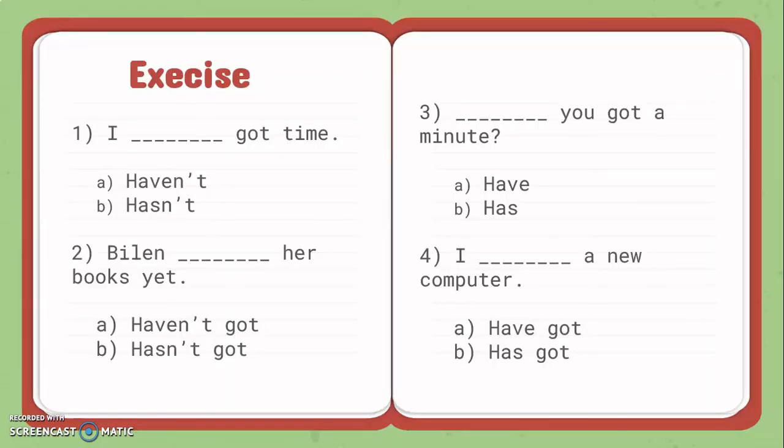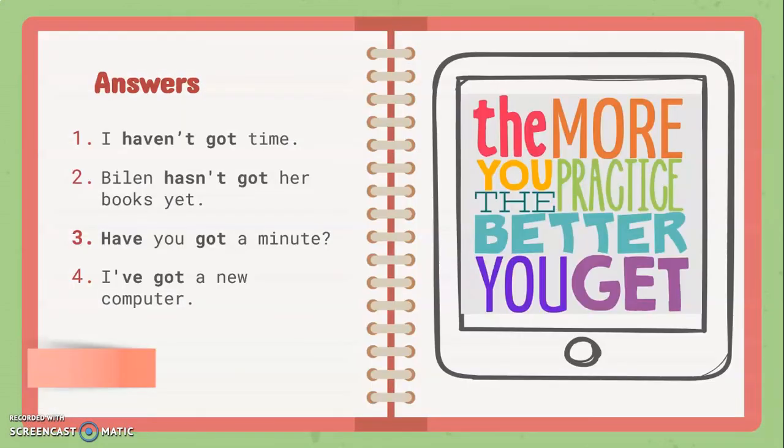These are the questions that you can attempt. Take your time, and once you have finished, pause the video, and now you can see the answers. So these are the answers. I haven't got time. I always takes plural verbs. That's why we use have. Blaine hasn't got her books yet. Blaine is a singular subject, so it takes has. Have I got a minute? in the question form. I've got a new computer.